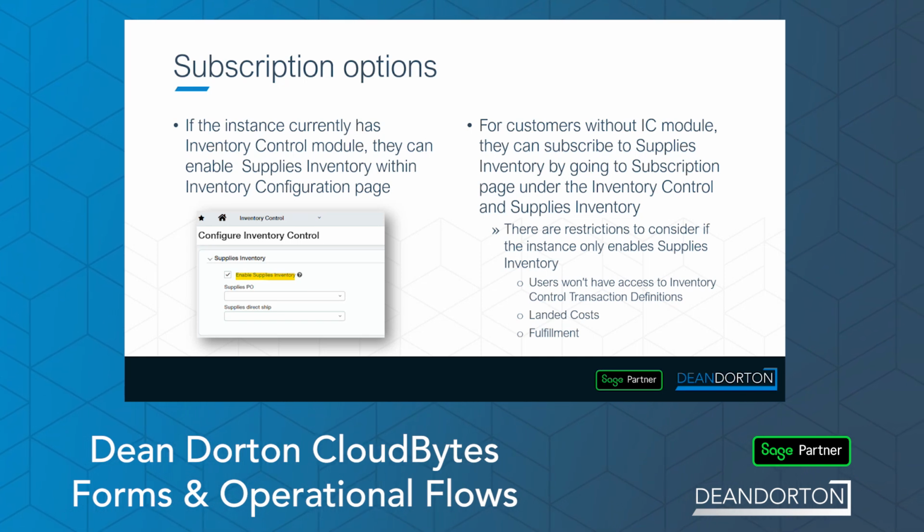So if you currently have inventory and you want to take a look at or enable the supplies inventory, then you just go to configure inventory control and you check the box. Now, I say you just go there and you check the box. I would recommend that you reach out to your favorite person here at Dean Dorton and say, hey, what are the caveats to this? What should I look out for? What kinds of things might I get in trouble with if I turn this on, right? Do recommend that highly. Don't just go check this box and start playing in production.